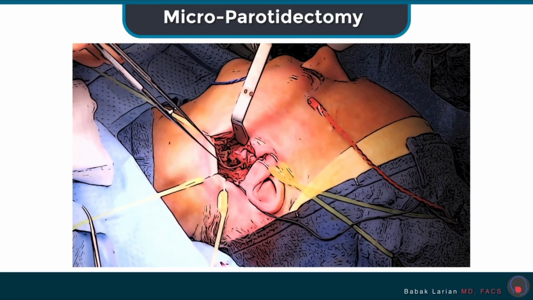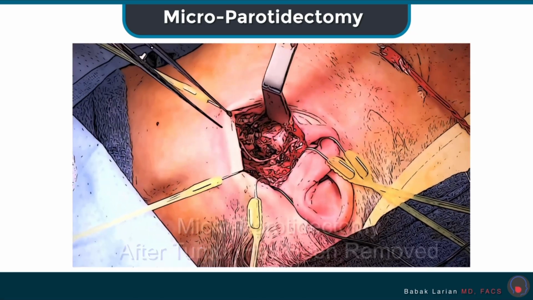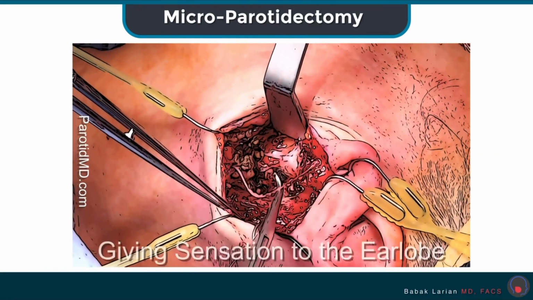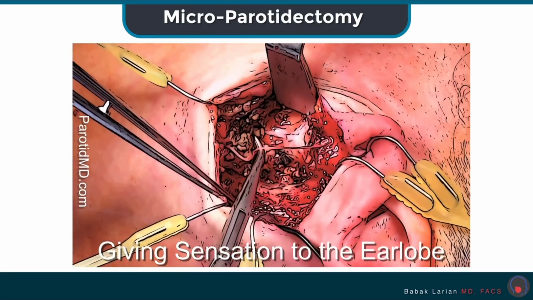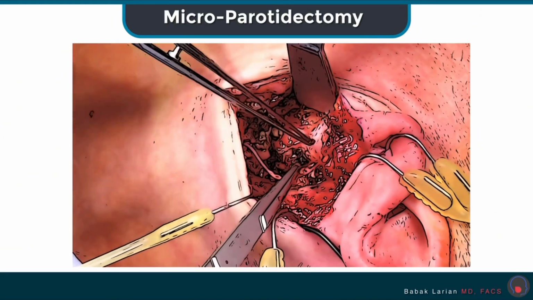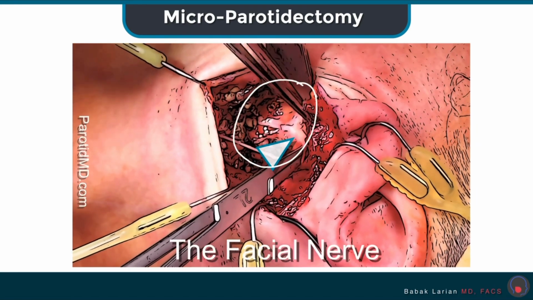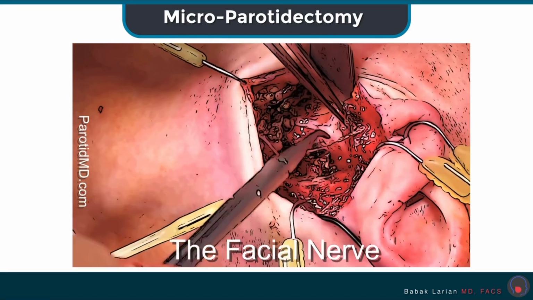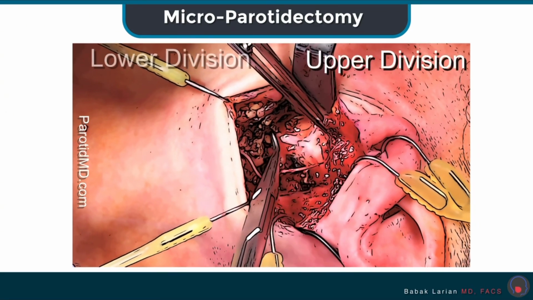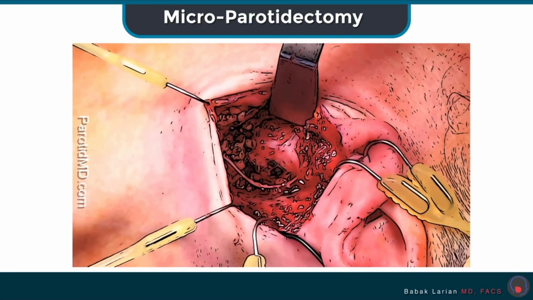And this video shows you, again, the same thing, surgery done through the micro-parotidectomy approach. At the beginning, I'm showing you the greater auricular nerve, the nerve that goes to the earlobe, that was preserved. And then, more importantly, this is after the tumor was removed. The tumor was in this area that was removed, but you can see the facial nerve coming out of the skull right there, and then dividing into the upper division and the lower division. So it's branching out, and I can see those branches very well.